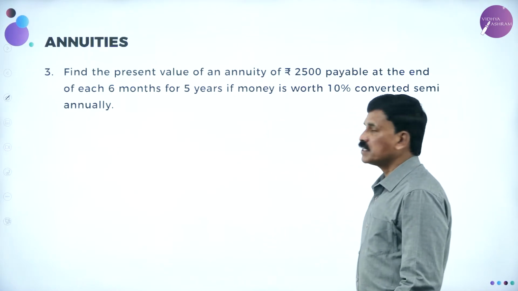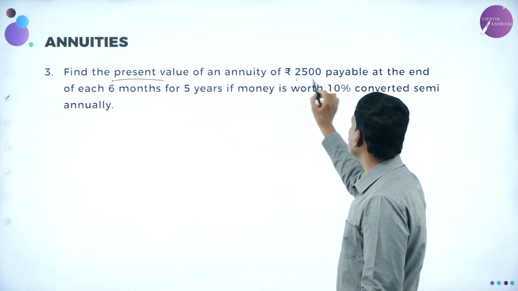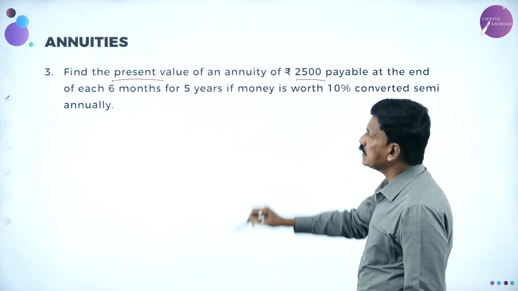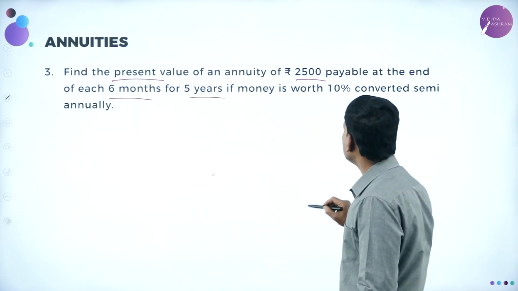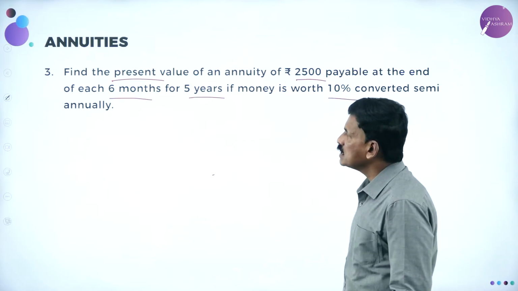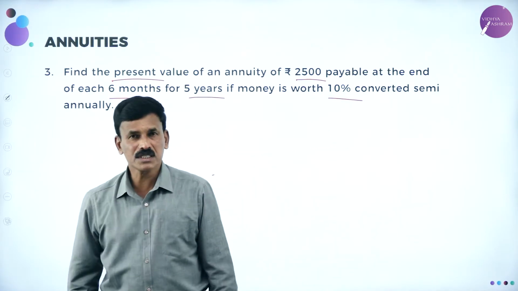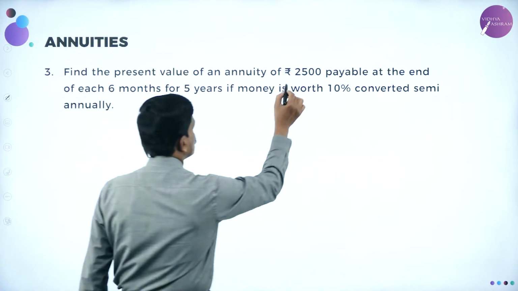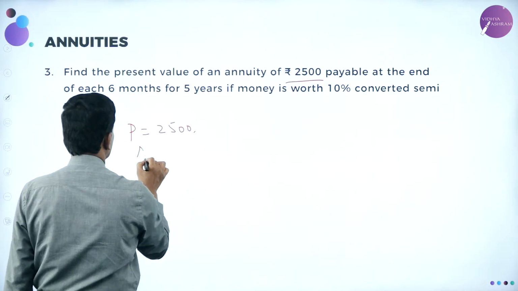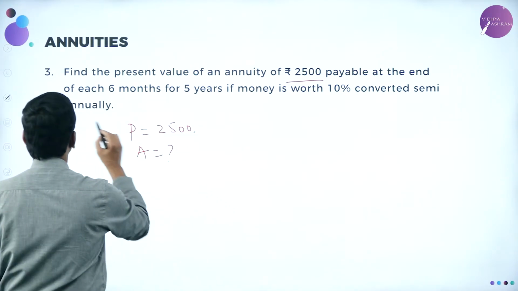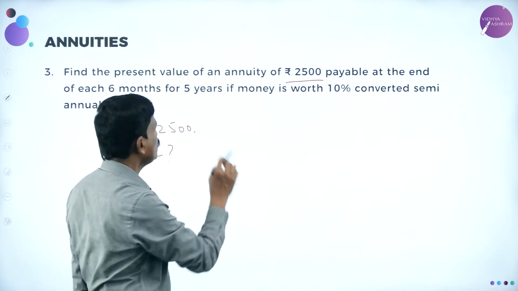Find the present value of an annuity. What is required is to find the present value of an annuity of rupees 2,500 payable at the end of each 6 months for 5 years, if money is worth 10% converted semi-annually. Now this is also a very important problem. So what is required to find is the present value, right? What is given? 2,500 is the amount payable at the end of each 6 months for 5 years.